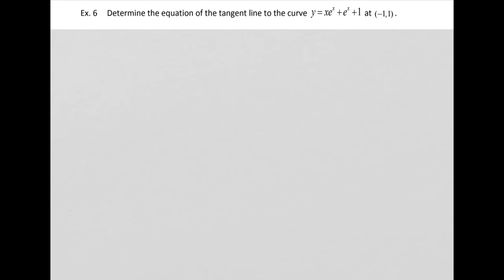For example number 6, we have to find the equation of the tangent to the curve at the point (-1, 1). In order to find the equation of the tangent, the first thing we have to find will be the slope. So let's write the equation down first. y equals x e to the power x plus e to the power x plus 1. And let's find the differentiation, y prime.